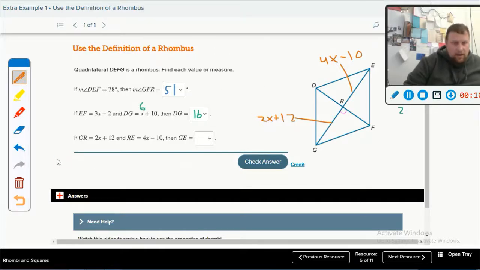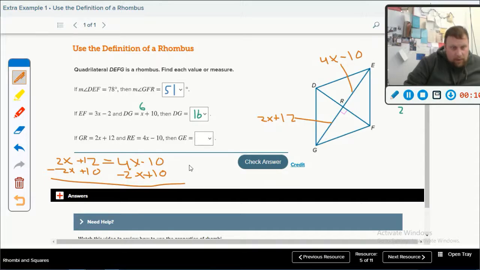I'm going to have 2x plus 12 equals 4x minus 10. Let's subtract 2x over, and subtract 2x, add 10. What do we get? We end up with 22 equals 2x. Divide both sides by 2, and I get that x equals 11. All right, so that's important.